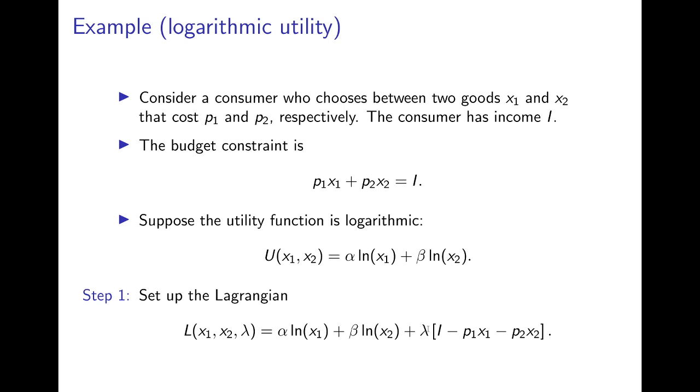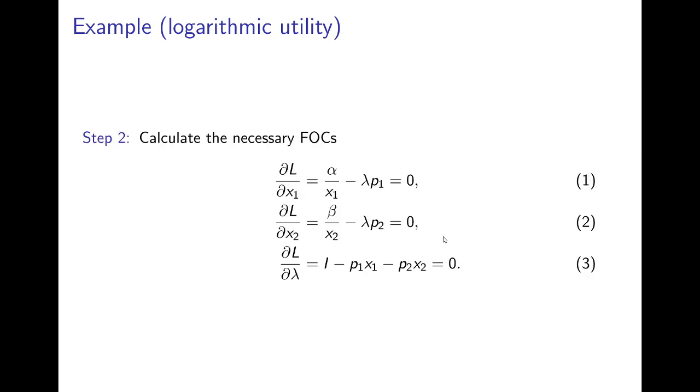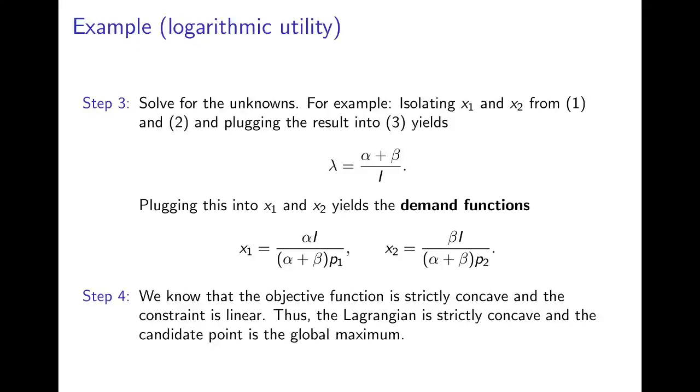If we take the derivative with respect to lambda, then the budget constraint remains there, and this has to be equal to 0, so the budget constraint has to be fulfilled. So these are the necessary first order conditions for this utility maximization problem. In the third step, we solve for the unknowns.